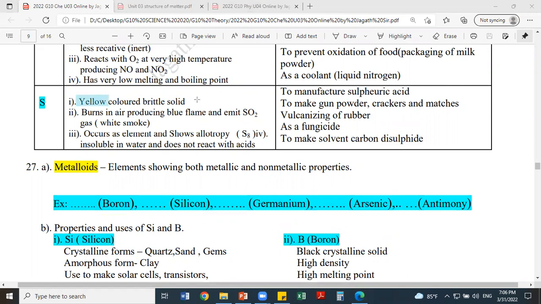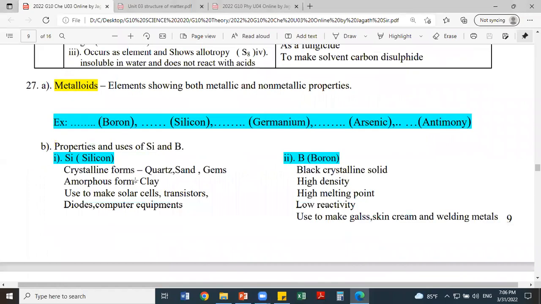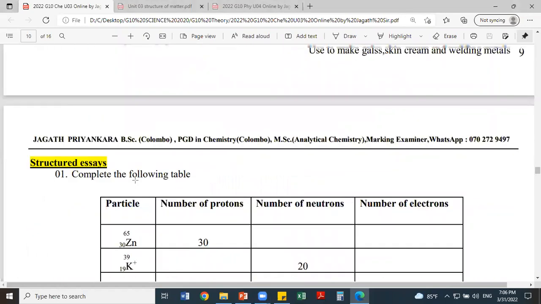And next, the most important thing you have to underline: it burns with a blue flame and emits white smoke, that is sulfur dioxide. It shows allotropic forms, S8, and is insoluble in water and does not react with acids. So these are the properties of sulfur. And the uses we discussed through the PowerPoint slides also. Now the last part of this lesson, page number 9. After that the lesson is over, but you have many questions to do.